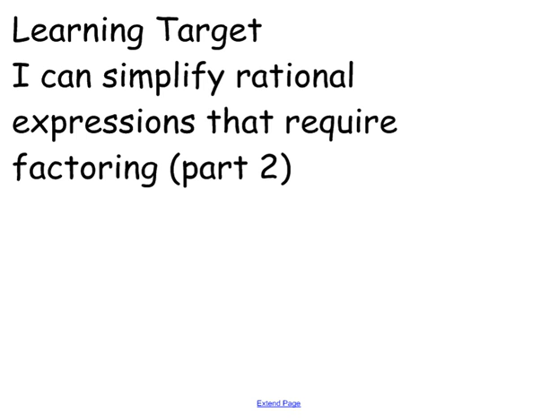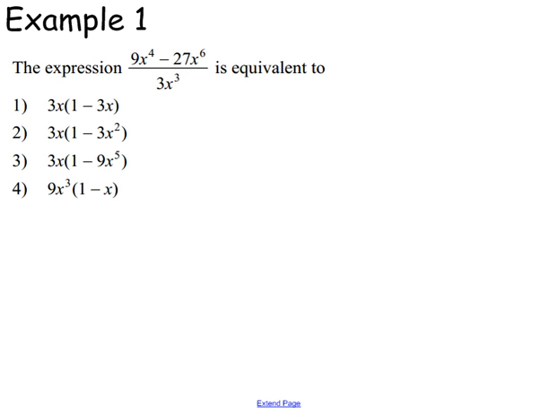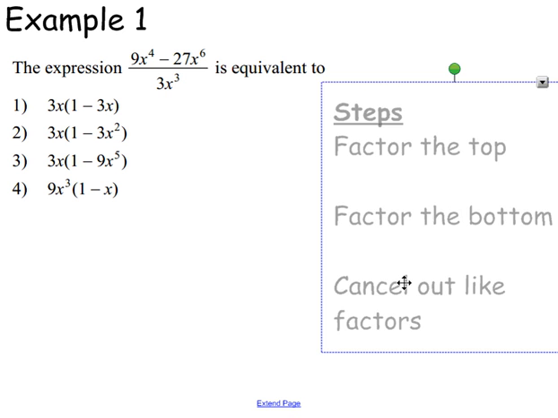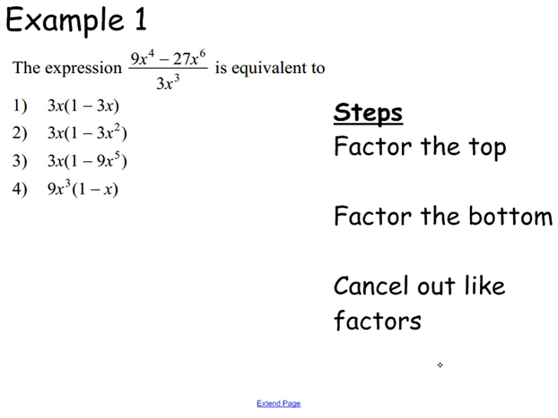This is a continuation of the last video, simplifying radical expressions that require factoring, and this is just part 2 of that. So here is our first example, and let's get right to work. If you recall from the last video, it was just 3 simple steps: factor the top, factor the bottom, cancel out like factors. This is a multiple choice question, so we have to pick one of the choices. Let's get to it.